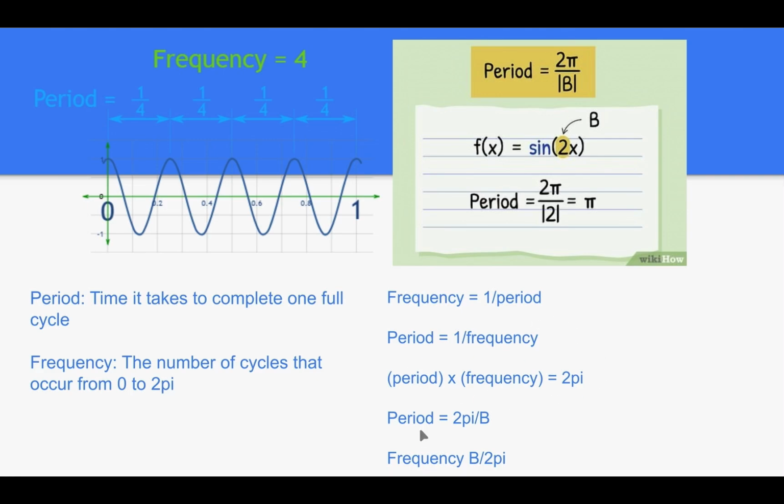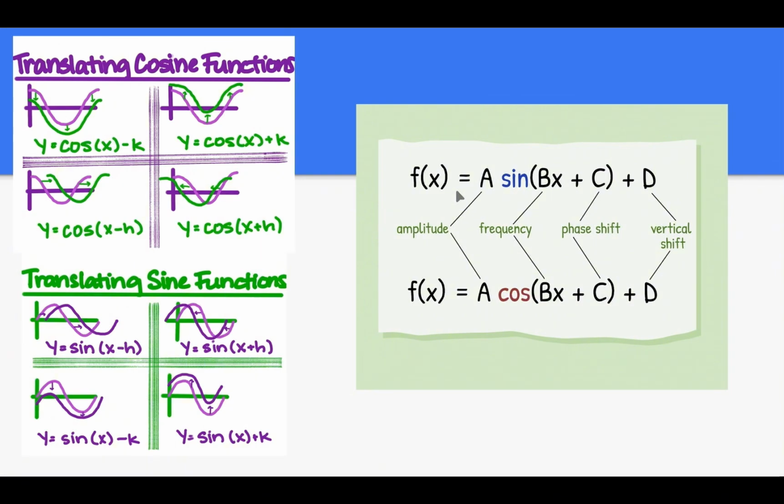So if you were looking to solve for the period, you would take 2 pi and divide it by whatever's in here as b. But if you were looking for the frequency, you would take this b value and divide it by 2 pi. Last but not least, let's talk about the translations. Here, a in both sine or cosine graphs represents the amplitude. Then the b value, which is in the parentheses, represents the frequency. Then you have c, which represents a horizontal shift or the phase shift. And then outside the parentheses, we have d, which represents the vertical shift.